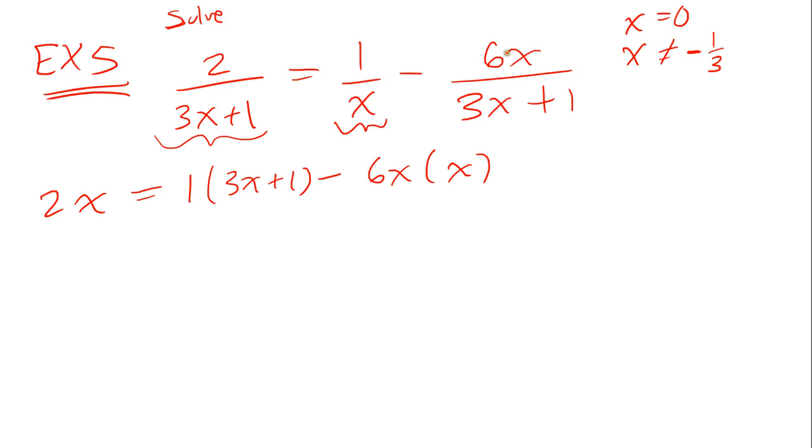Same thing, except here may not be as clear. I already had an x here from the 6x, but I had 3x plus 1 in the denominator. The x is still going to be multiplied in the numerator, so it's going to end up being x squared. So I end up with 2x equals 3x plus 1 minus 6x squared.